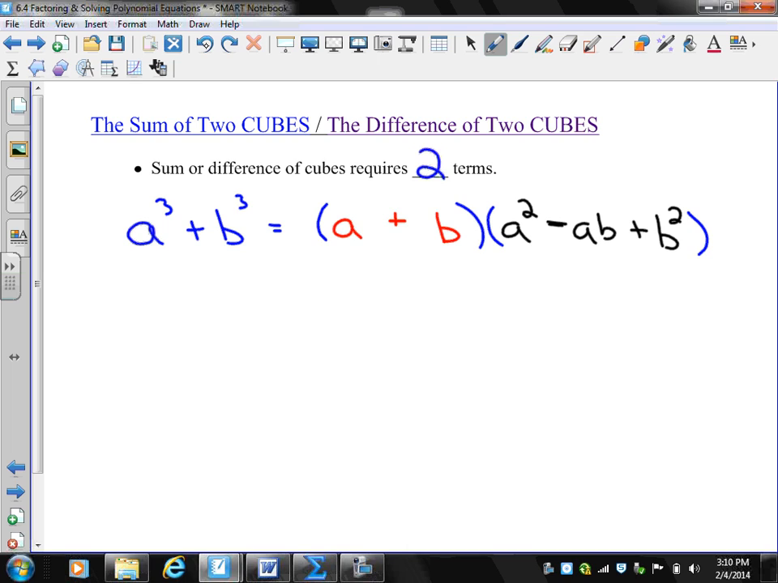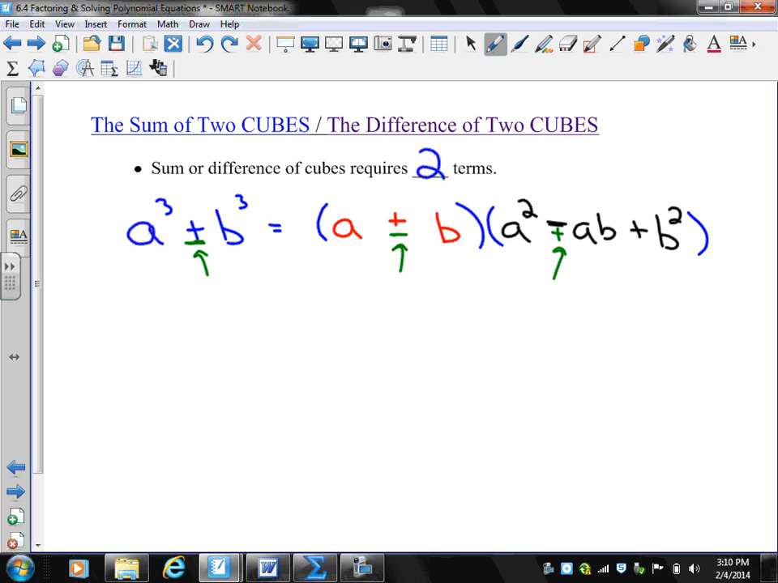With the difference of two cubes, I'm just going to do a little sleight of hand here. So if it's a minus b, it's a minus sign. A cubed minus b cubed is going to factor to a minus b, so that sign changes. And this sign over here changes to plus. So notice how all the green signs are on the bottom, and that tells you which ones to use for the difference of two cubes.